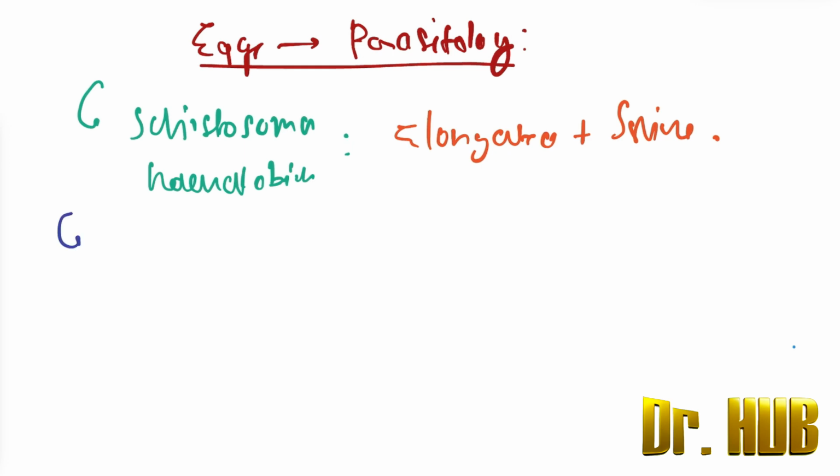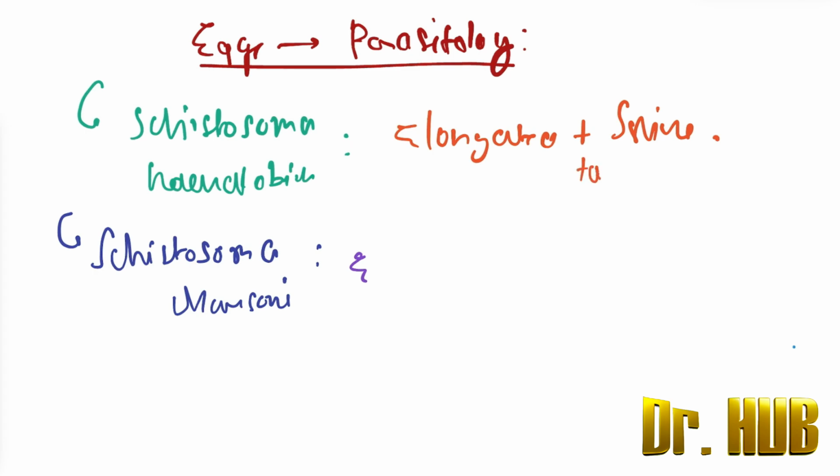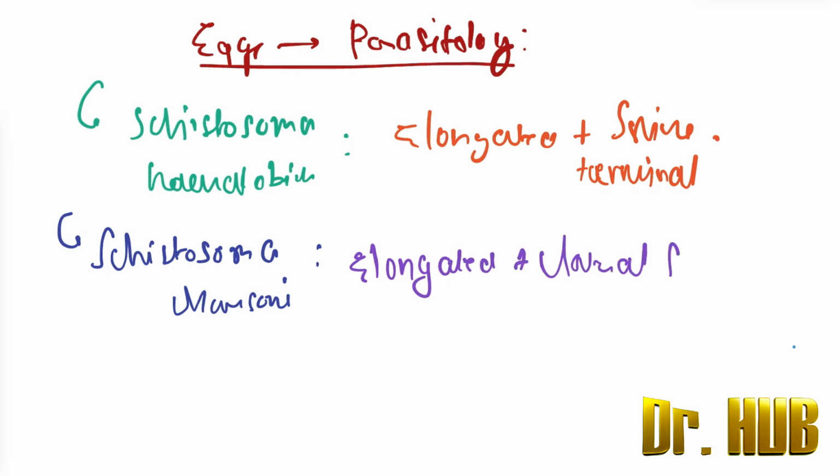Next we move on to the Schistosoma mansoni. Previously, the Schistosoma haematobium is elongated and has a terminal spine. This is important to note: there is a terminal spine. Next is the Schistosoma mansoni, which is elongated and has a lateral spine.